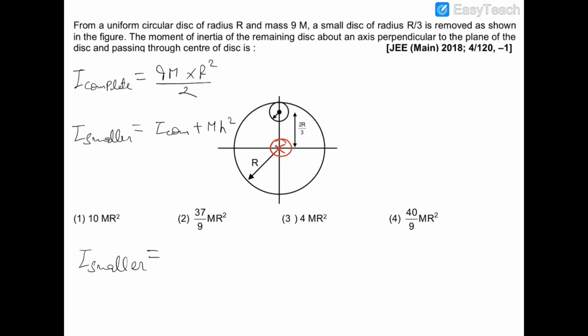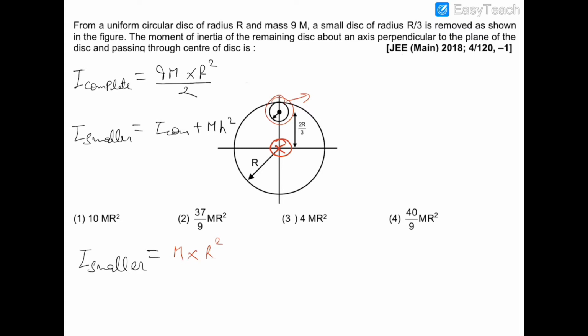Now the mass of this smaller disk can be calculated easily by a concept that for a disk, which is a two-dimensional object, the mass is distributed on its area. So the area of this smaller disk would be 1 by 9 times of the bigger disk because its radius is 1 by 3 times and area is proportional to the square of the radius. So its area would be 1 by 9 times the area of the bigger disk, as well as the mass of this smaller disk would also be 1 by 9 times, which is m into the radius is r square by 9 divided by 2.